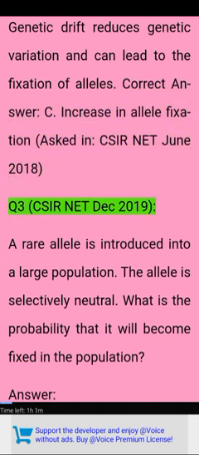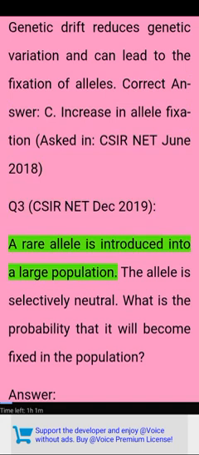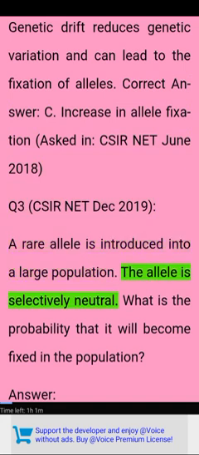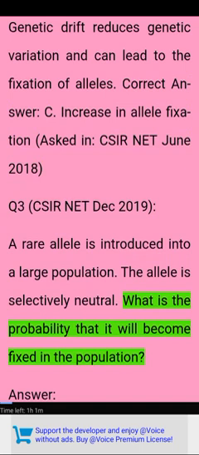Q3, CSIR NET December 2019. A rare allele is introduced into a large population. The allele is selectively neutral. What is the probability that it will become fixed in the population?